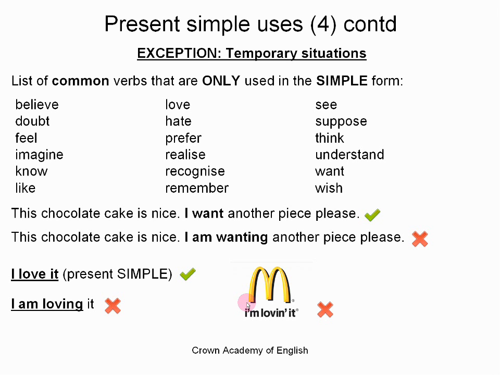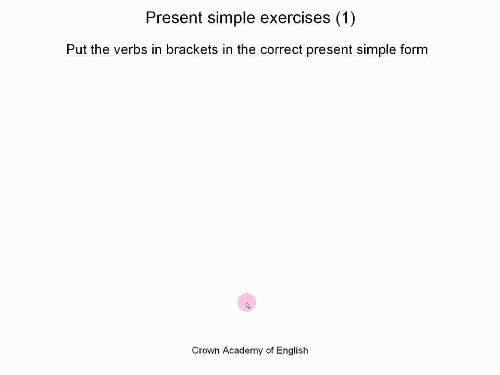If it's in England or in Europe, then it would be very unusual to hear these verbs here on this list being used in the present continuous. It would be very unusual. Right, so let's move on to some exercises then.